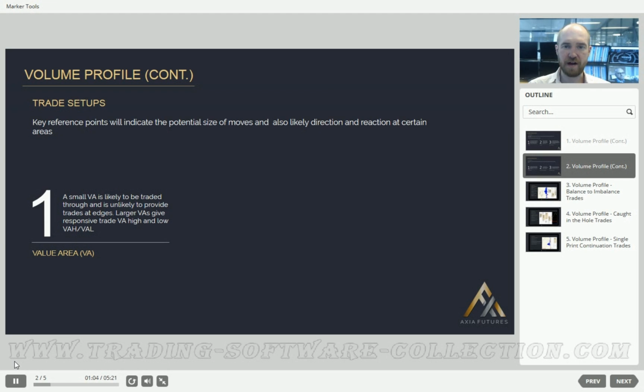A larger value area is going to provide a little bit more support and resistance at the extremes, giving you more shorter term scalp type trades where you can get in, have a reasonably tight stop and look for a bit of a bounce from them. So that's the key thing with value areas.